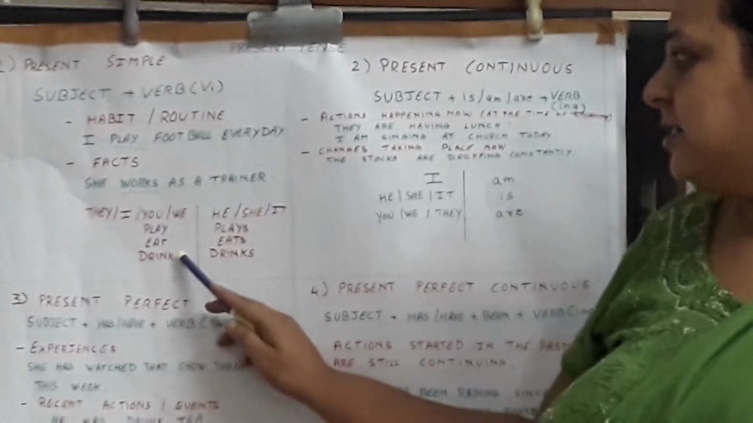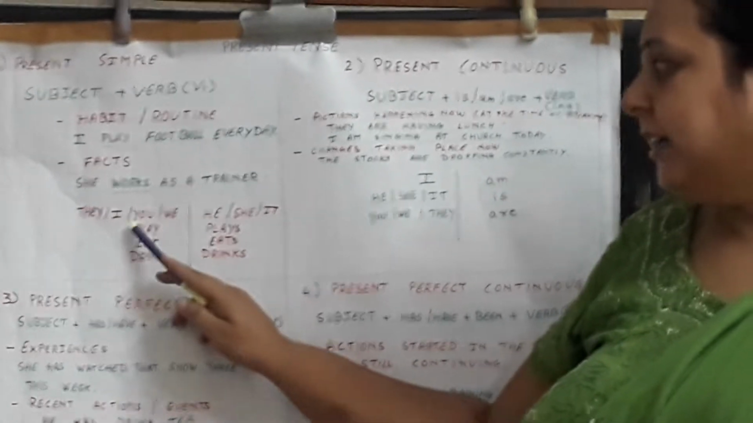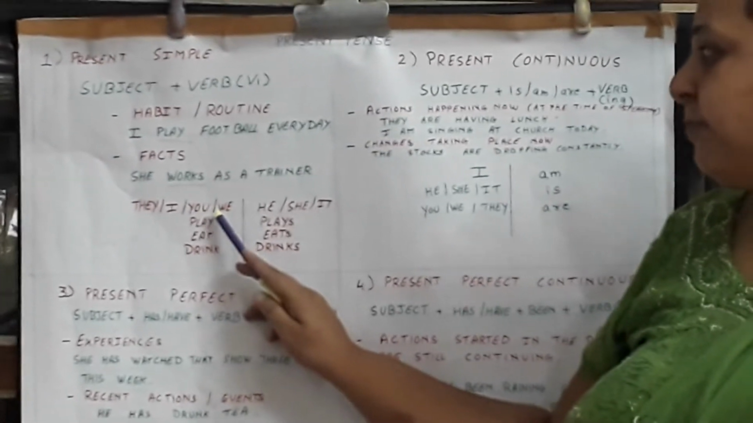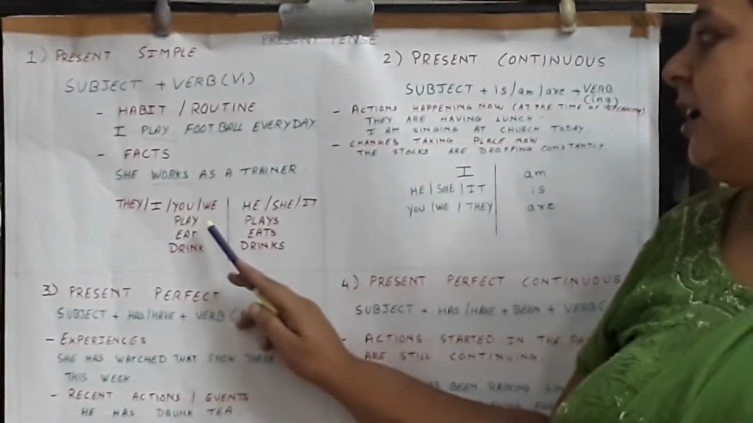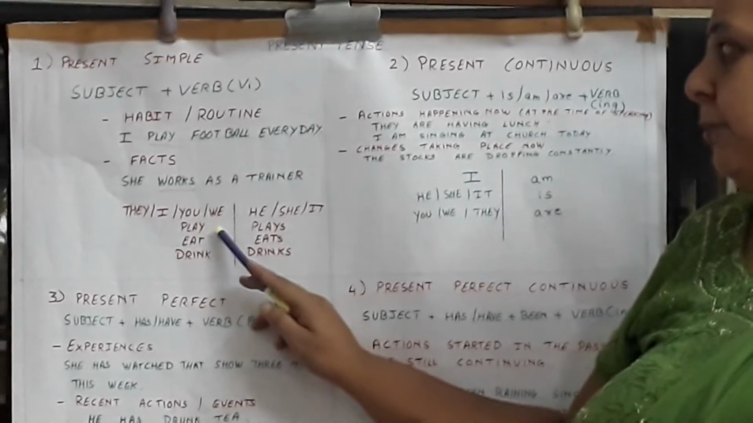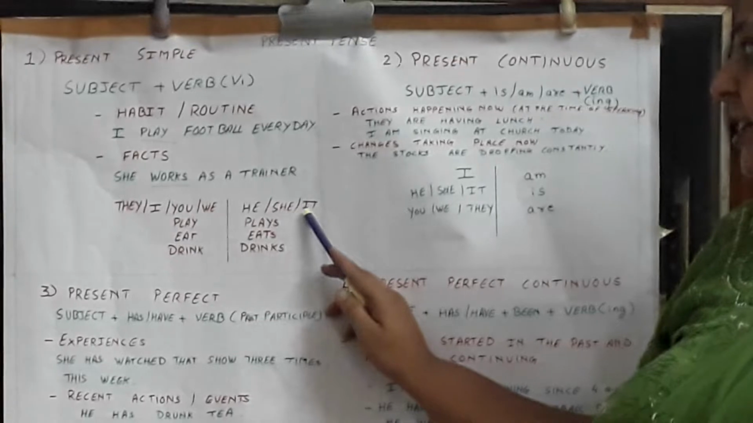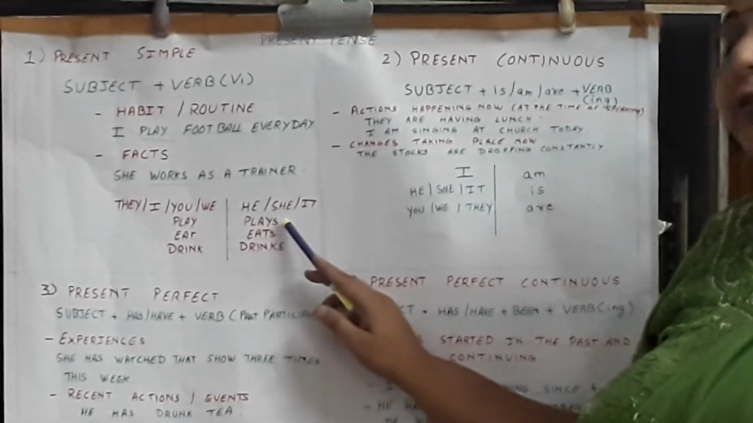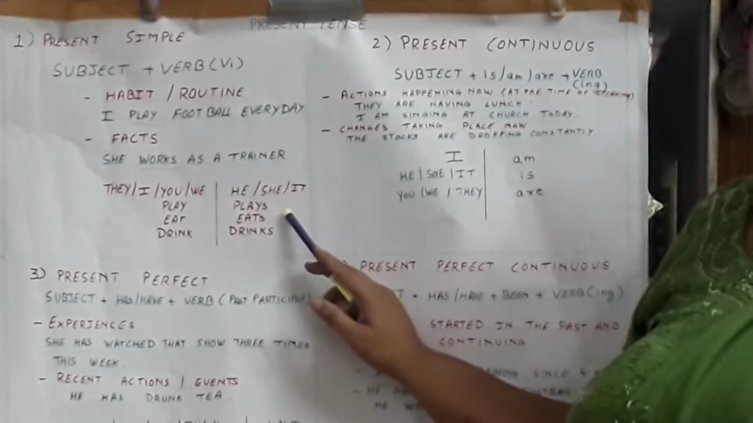Now here are certain cases. They, I, you, we. I is first person and the other three are plural subjects. So again with the plural subjects the verb has to be plural. I play, you play, we play, they play. Next case is he, she, it. All are singular subjects. So obviously with singular subjects we are going to use singular verbs. He plays, she plays, it plays.